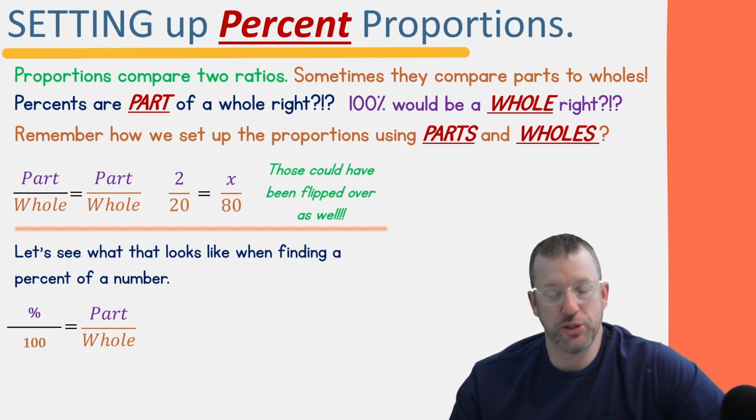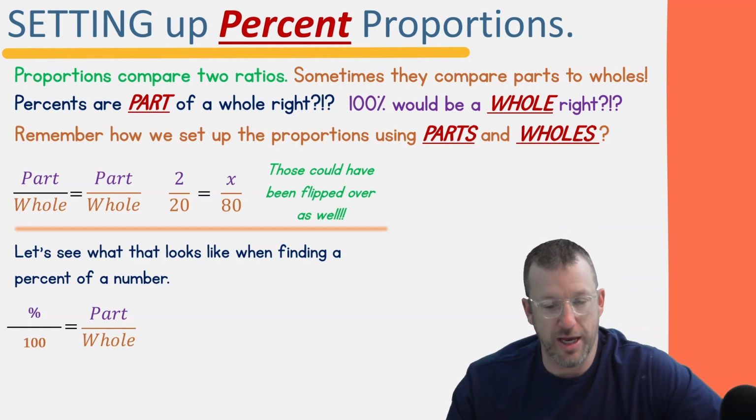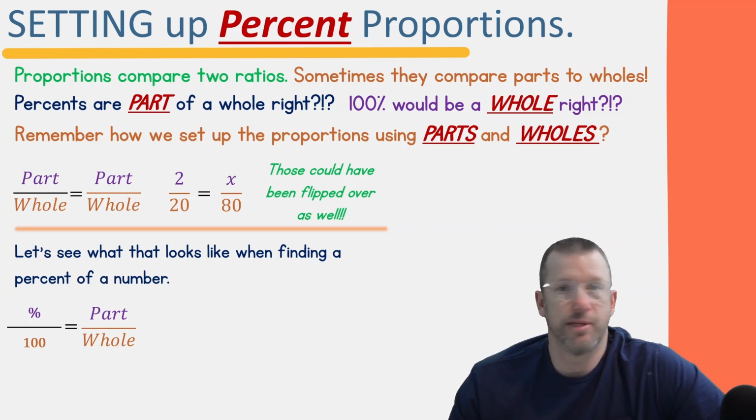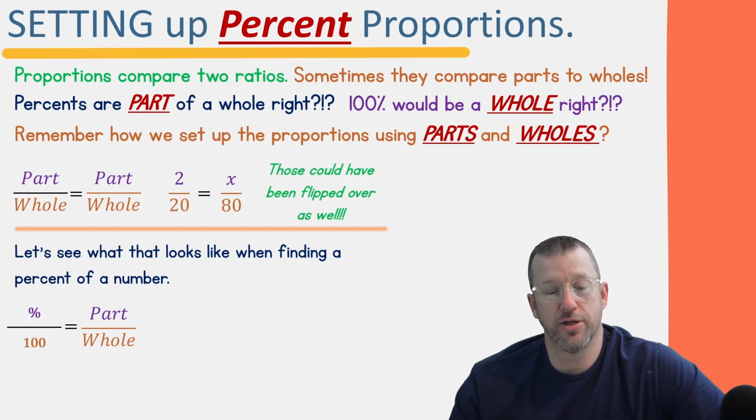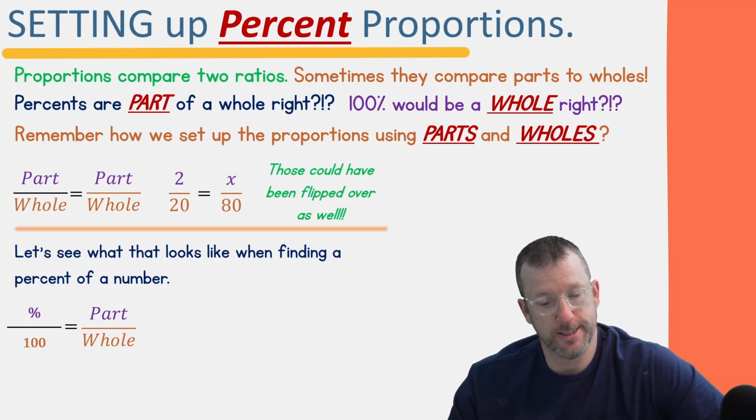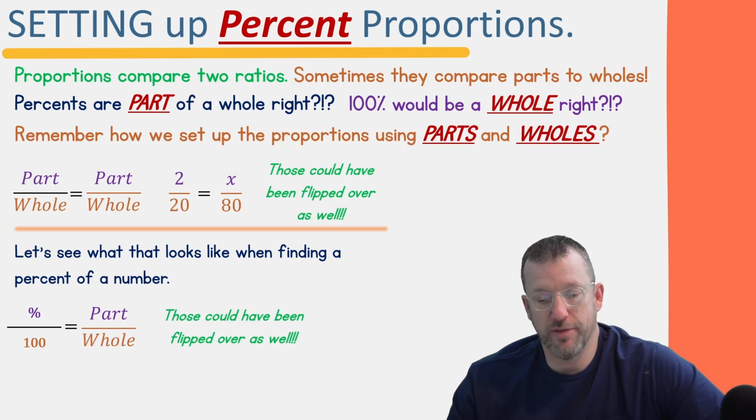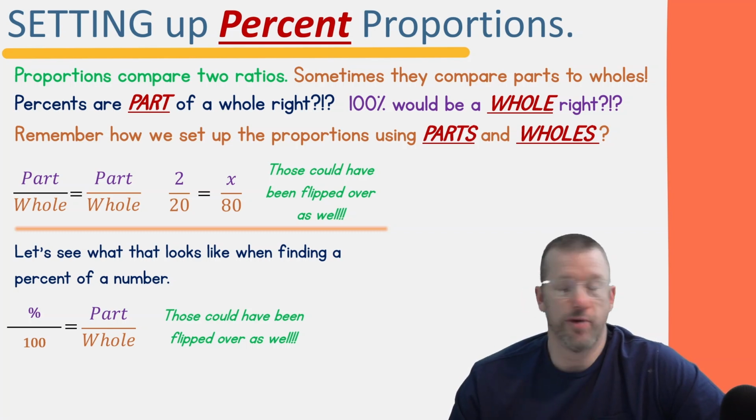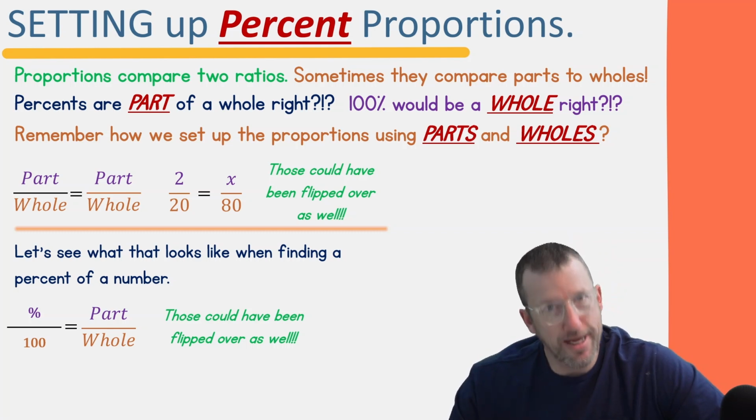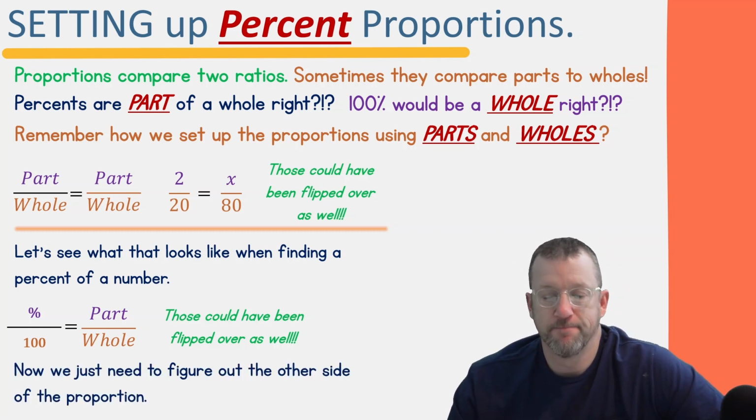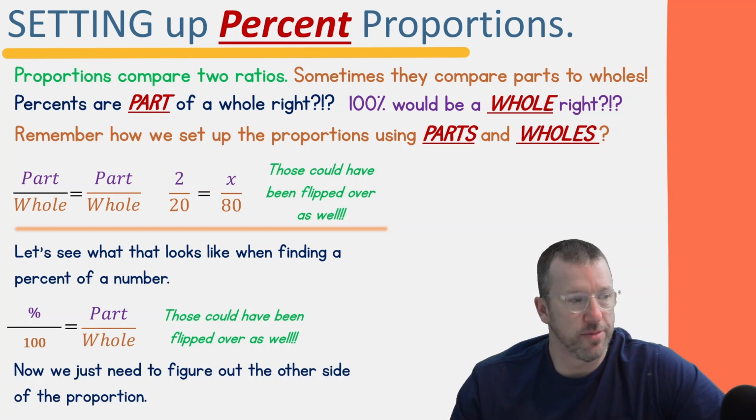So that's our initial ratio, or that's our proportion on one side. We take whatever percent we have and we put it over 100, because every percent is a part and 100 would be the whole when we're dealing with percents. Okay, this could have also been flipped over. I could have put 100 over a percent, and on the other side I could put whole over part. It doesn't matter as long as your labels are lined up correctly. Okay, now we just need to figure out the other side of the proportion.